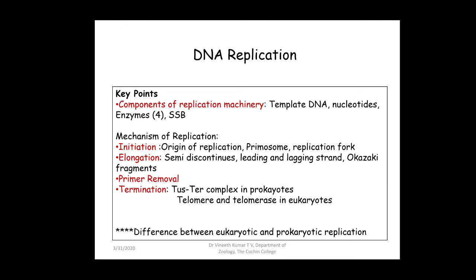First is the components of the replication machinery, what is their function, what are their roles, etc. We'll discuss that first, and then we'll move on to the mechanism of replication, where we have mainly three steps: the initiation step, the elongation, and the termination. So we'll be seeing each part as shown in the key points. And at last we'll discuss the difference between eukaryotic and prokaryotic replication.